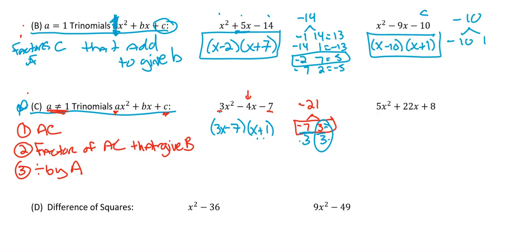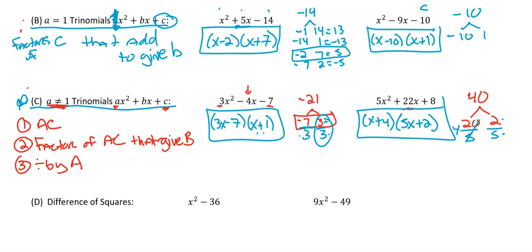So AC for this one is going to be 40. We need factors of 40 that give us 22. That's going to be 20 and 2. All right, so that'll be x plus 20, x plus 2, but we have to divide by A. So A for this one is 5, so we're dividing by 5. 20 divided by 5 is 4, so it will be x plus 4. And 2 cannot be divided by 5. When we say cannot be, I just mean it's not a whole number. Obviously, you could do it and get a decimal. So it's going to become 5x plus 2. And that will be it.